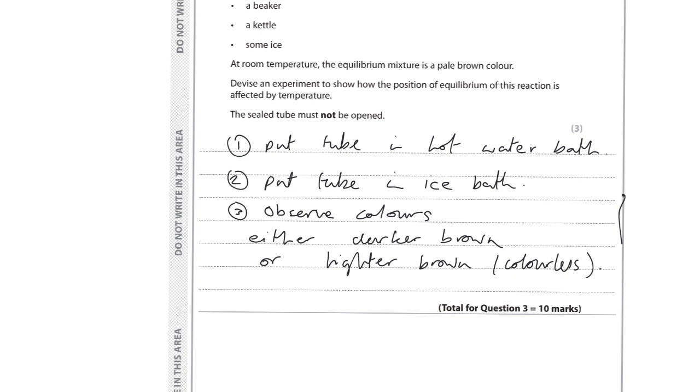Many people were able to say heat it up by putting it in a hot water bath or cool it down by putting it in an ice bath. And then you weren't quite sure what to say with the colour change because you don't actually know whether it's going to go darker brown when it's hot or lighter brown when it's hot. But as long as you say it should turn both of those colours, then you got the 3rd mark.